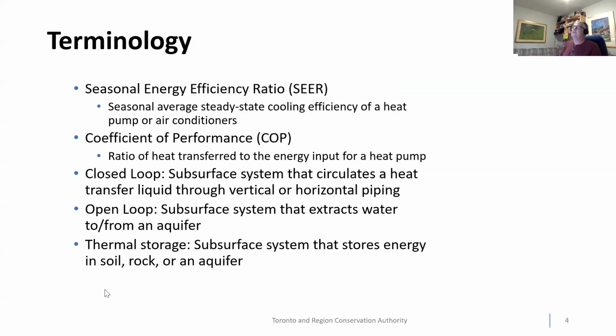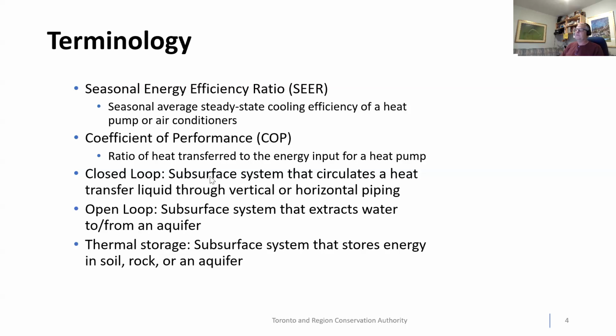I'll very quickly talk about some of the terminology here. Seasonal energy efficiency ratio gives an idea of the cooling efficiency of a heat pump or air conditioner. Coefficient of performance, that's the ratio of heat transferred to how much energy you put into the heat pump. A closed loop system, it's a subsurface system that essentially transfers thermal energy using a liquid through either vertical or horizontal piping.